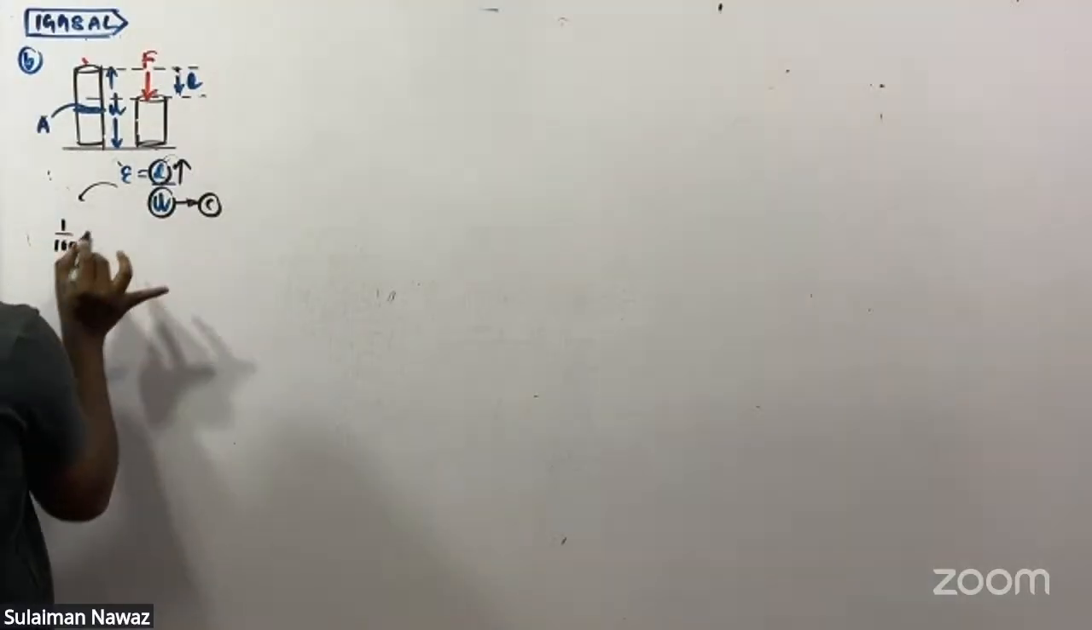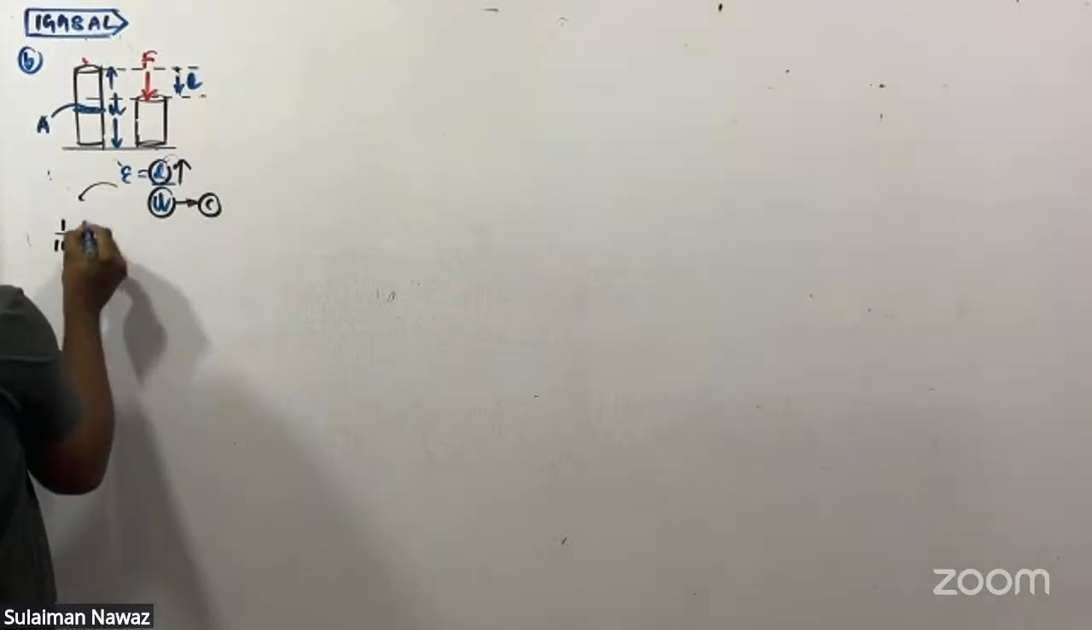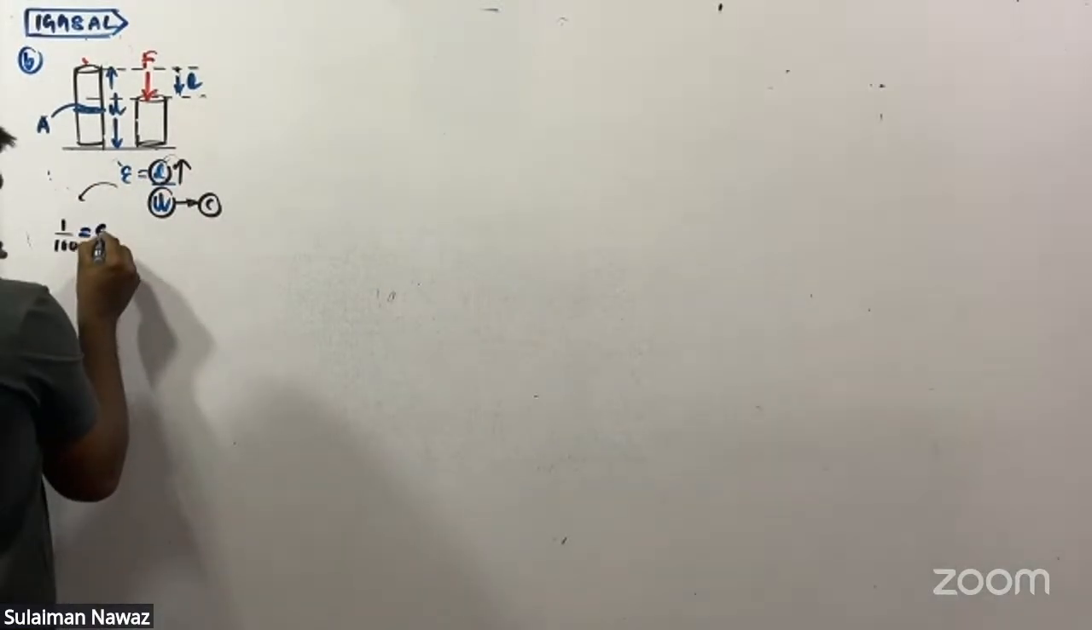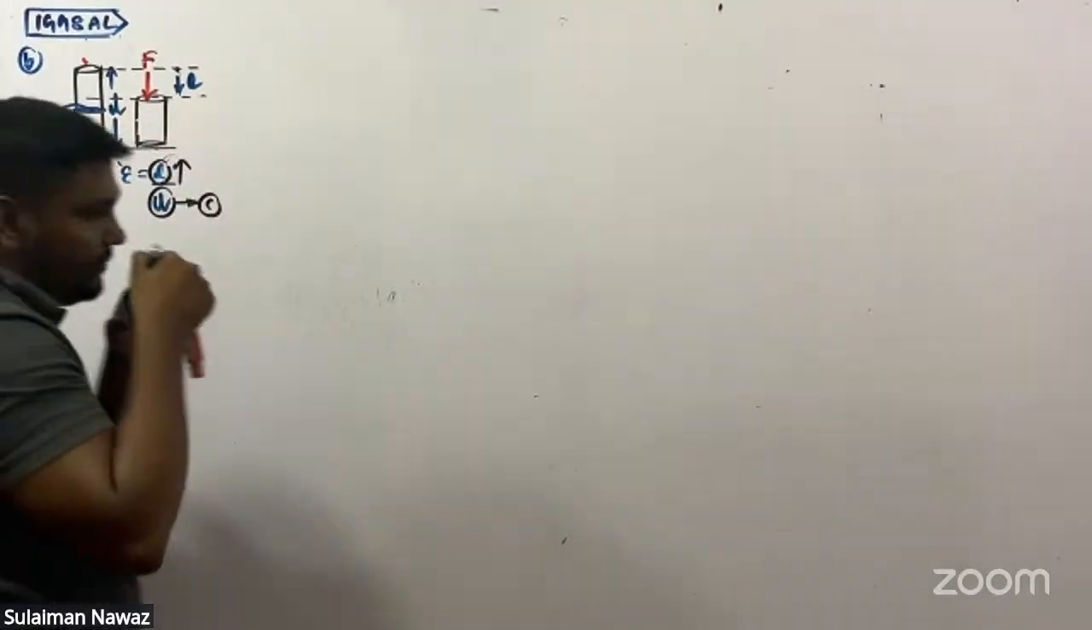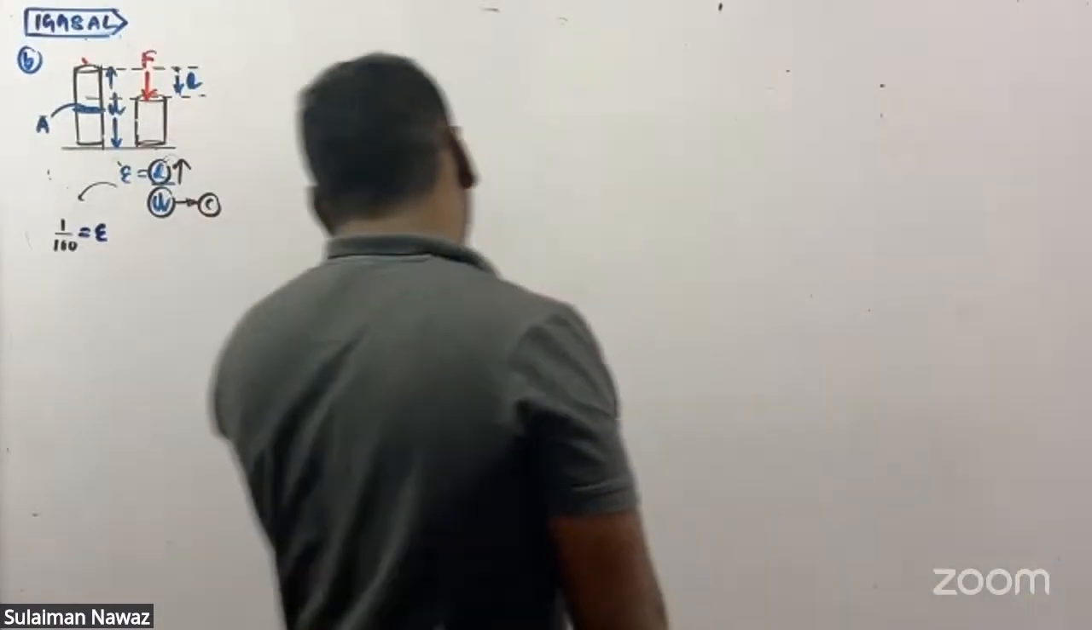The strain is 1 over 100. They say that when the strain reaches 1 over 100 and beyond, the bond undergoes fracture. The question asks for the load, the force, right?